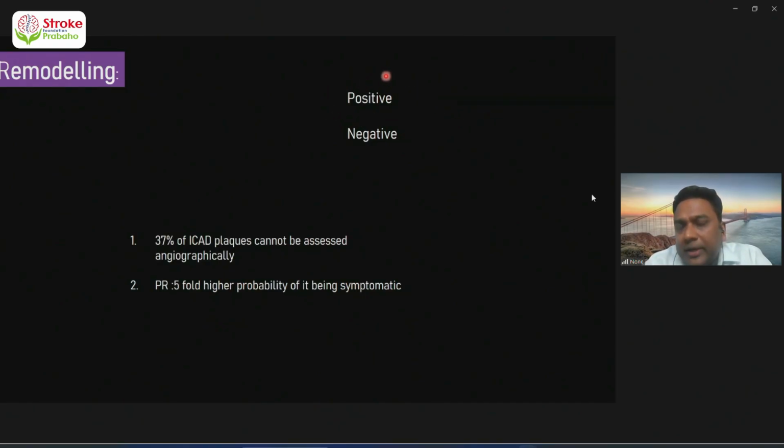So remodeling can be either positive or negative. What does positive remodeling mean? In this particular condition, the lumen does not narrow down, so you will not be able to identify it on luminal imaging. 37% of intracranial atherosclerotic plaques cannot be assessed angiographically, meaning you do an angiography, the artery looks normal, but there is a plaque within the wall of the artery. And if you have a positively remodeled artery, there's a 5-fold higher probability of it being symptomatic.